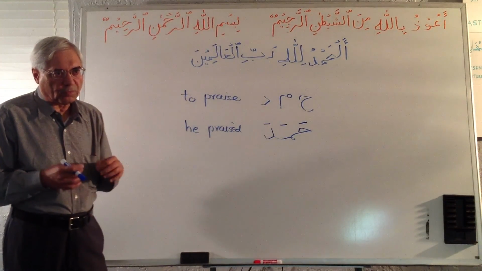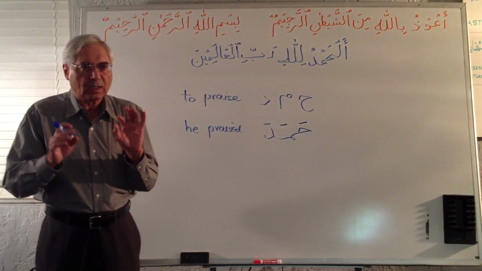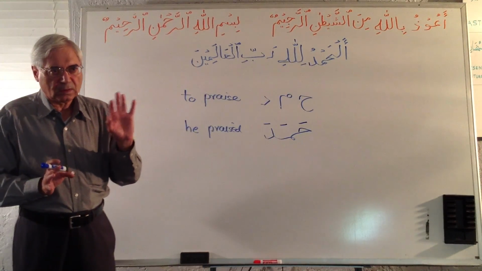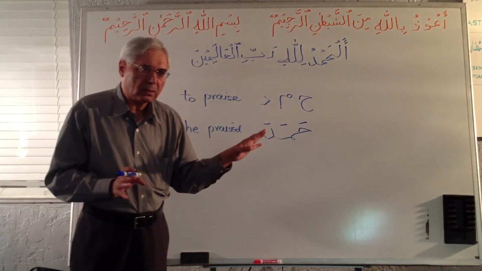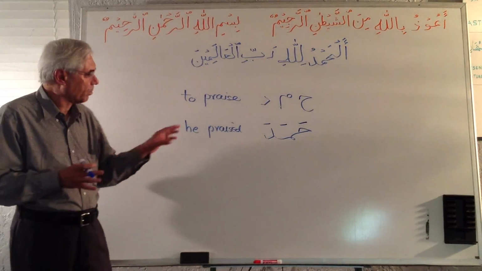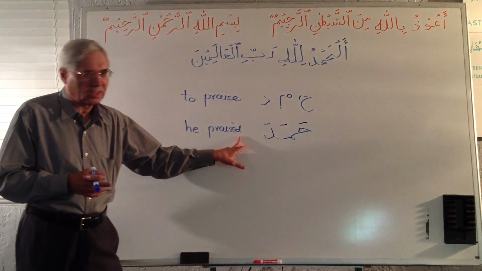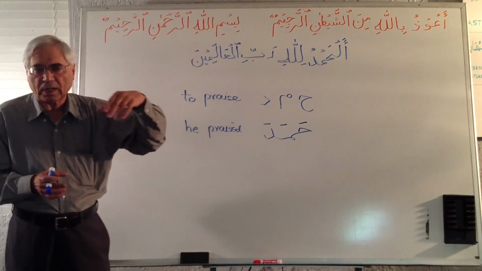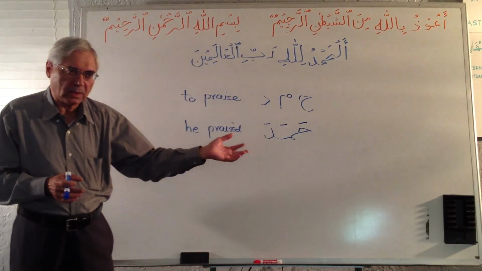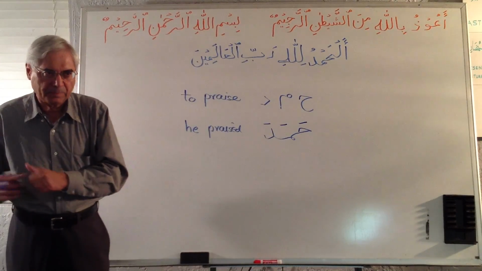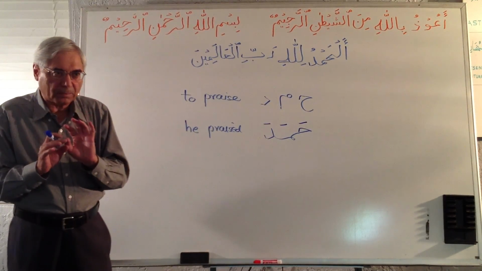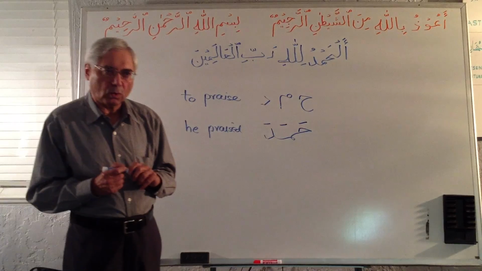So the first simplest form is 3 fathas, sounding as hamada. As soon as you do that, you will have to bring in the English "he" and a past tense. So if you want to say hamada, it is "he praised." Fa'ala, "he did." So that is the grammar. Now the second thing is noun.